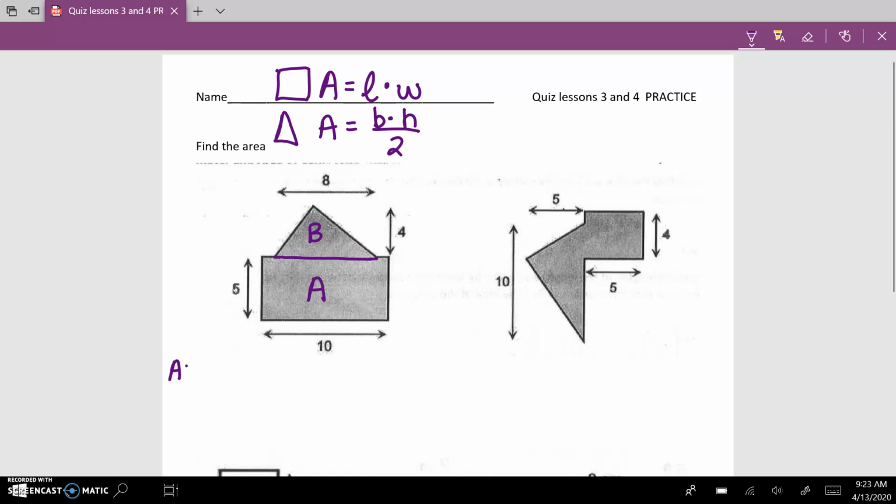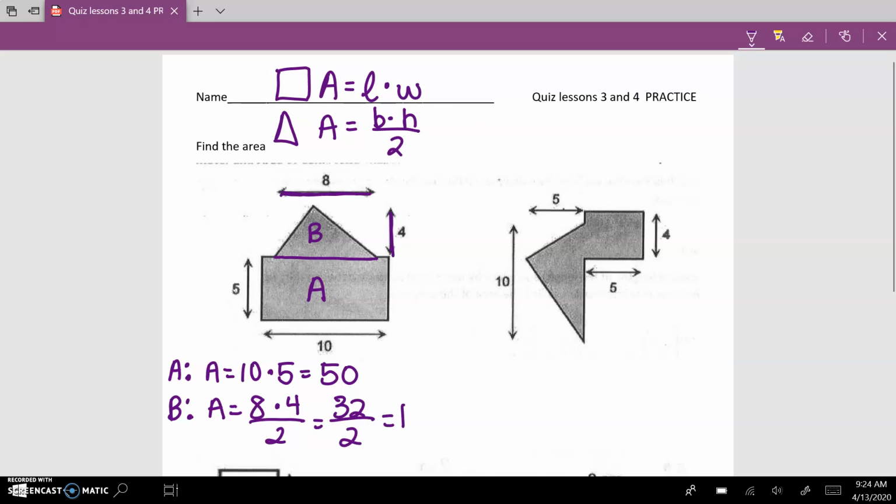To find the area of part A, my area is my length, which is 10, times my width, which is 5. So the area of my rectangle is 50. Then to find the area of the triangle, my base is this 8 that goes across the top. It's not 10 because it doesn't go all the way across the rectangle. It's 8 times my height on the right-hand side, which is 4, divided by 2. 8 times 4 is 32, divided by 2, which is 16.